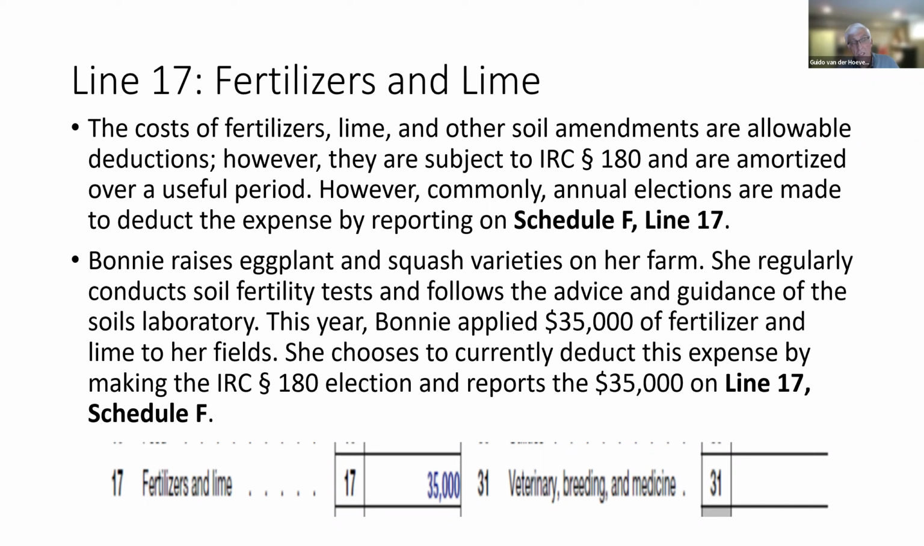So here, Bonnie raises eggplant and squash. She regularly conducts soil fertility tests, follows advice. This year, she's applied $35,000 of fertilizer and lime to her fields, and she chooses to currently deduct these by making the 180 election. And simply, you make that election by putting it on line 17, just as illustrated here on the form in this example, and you deduct the $35,000.